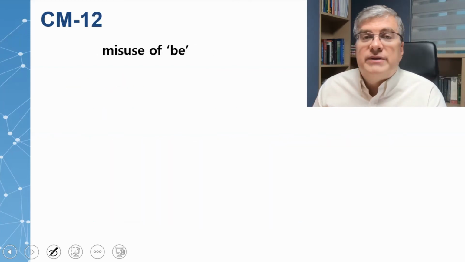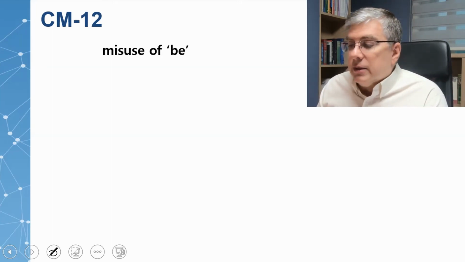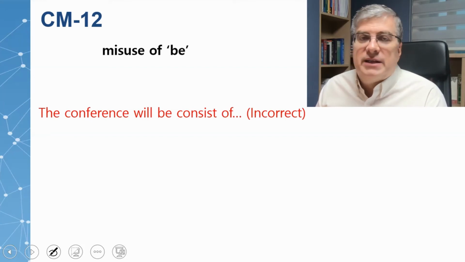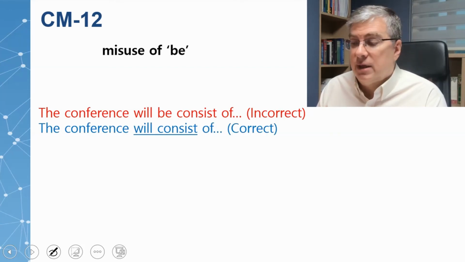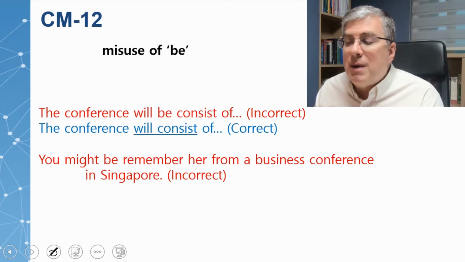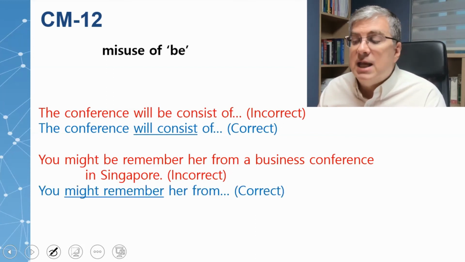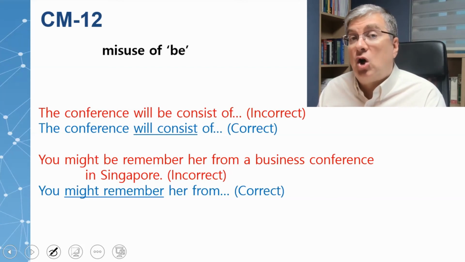Next, I hear a lot of mistakes with using be, the verb be. It's an auxiliary verb or helping verb. Don't say the conference will be consist of. That's incorrect. There's no reason to use be here. Just say the conference will consist of. Sometimes I hear people or see people that will write this. You might be remember her from a business conference in Singapore. There's no reason to use be here. Just say you might remember her from.